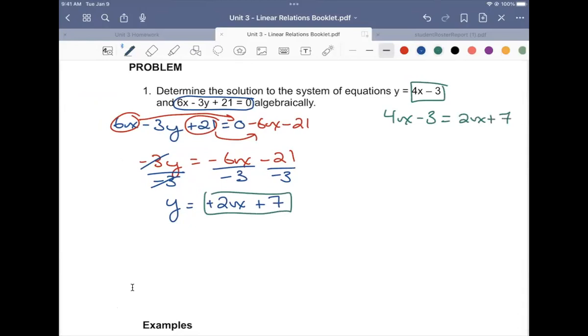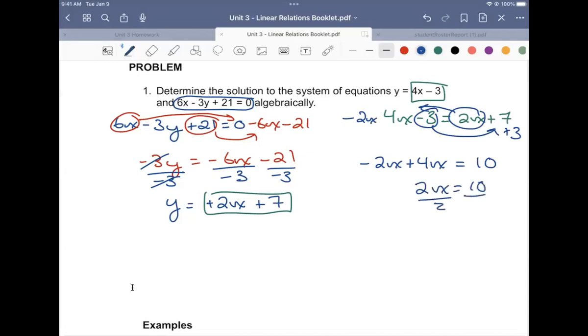I'm going to solve for x, so I'm going to bring my 2 over. It becomes negative 2x. Bring my 3 over. It becomes plus 3. And I will get negative 2x plus 4x equals 10. This is 2x equals 10. If I divide both sides by 2, I will get x is equal to 5.